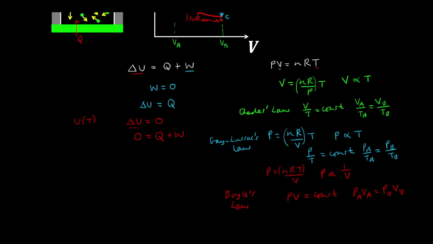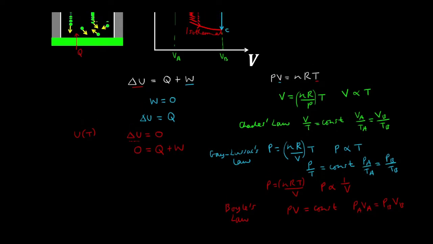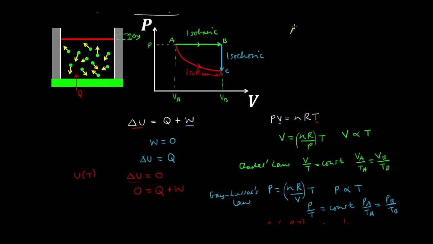Now, there's another process that needs some calculus to derive, but we'll just look at it qualitatively. And that's an adiabatic process. In this case, there's no heat flow in or out of the system. So we insulate the entire system such that Q is going to be zero. And therefore the change in internal energy is equal to the work done on or by the system.